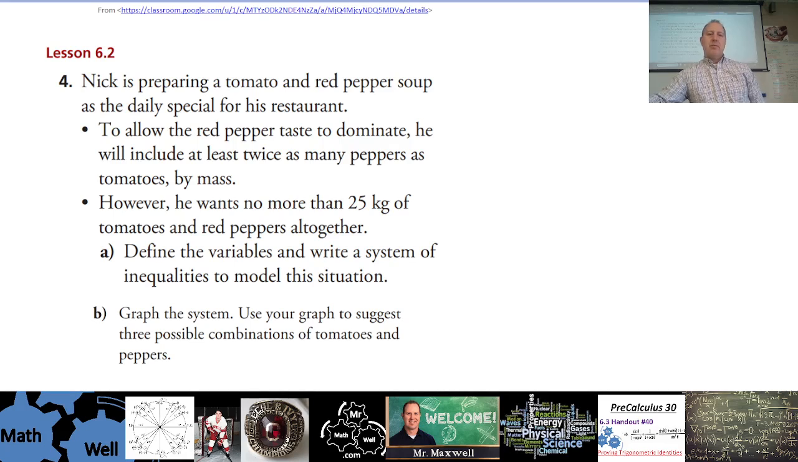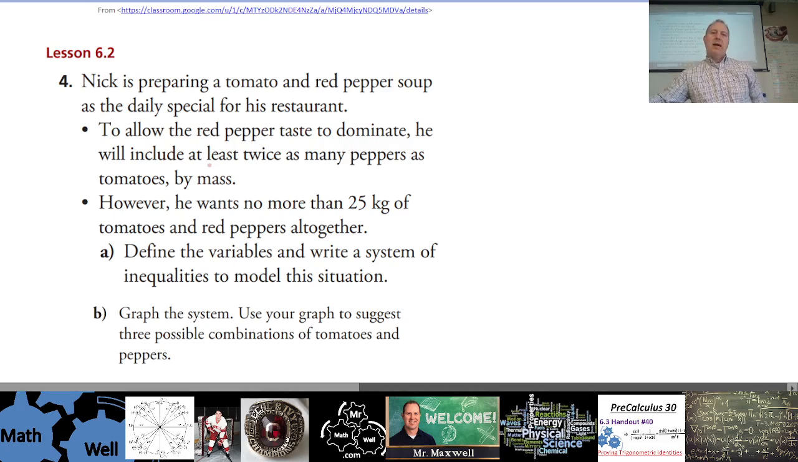To allow the red pepper's taste to dominate, he will have at least twice as many peppers as tomatoes by mass. Okay. So twice as many peppers as tomatoes. However, he wants no more than 25 kilograms of tomatoes and red peppers altogether. Okay, so I'll use blue for this one. No more than 25 kilograms of tomatoes and red peppers altogether. So again, we're not counting peppers. It's all kind of by mass. This is all mass. Okay.